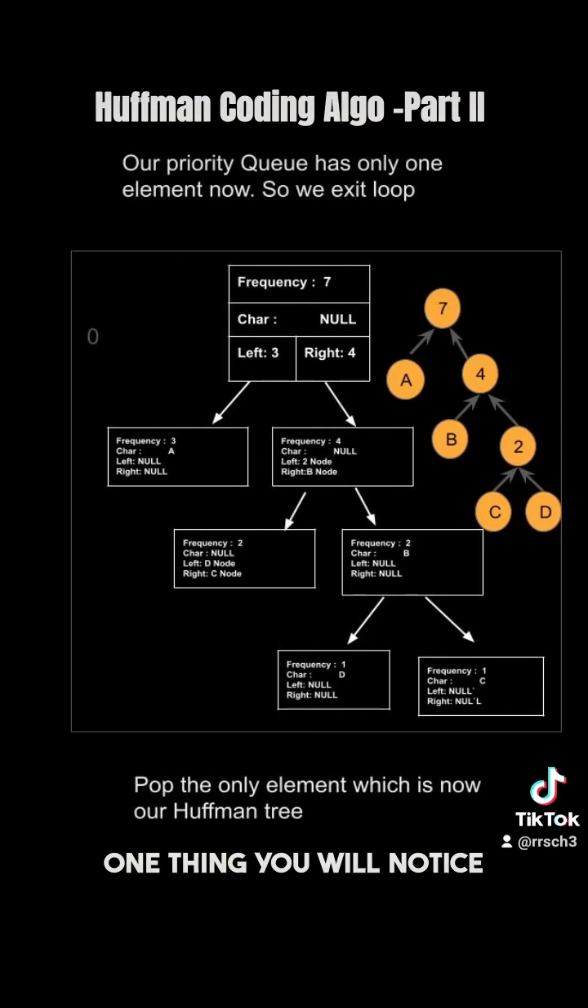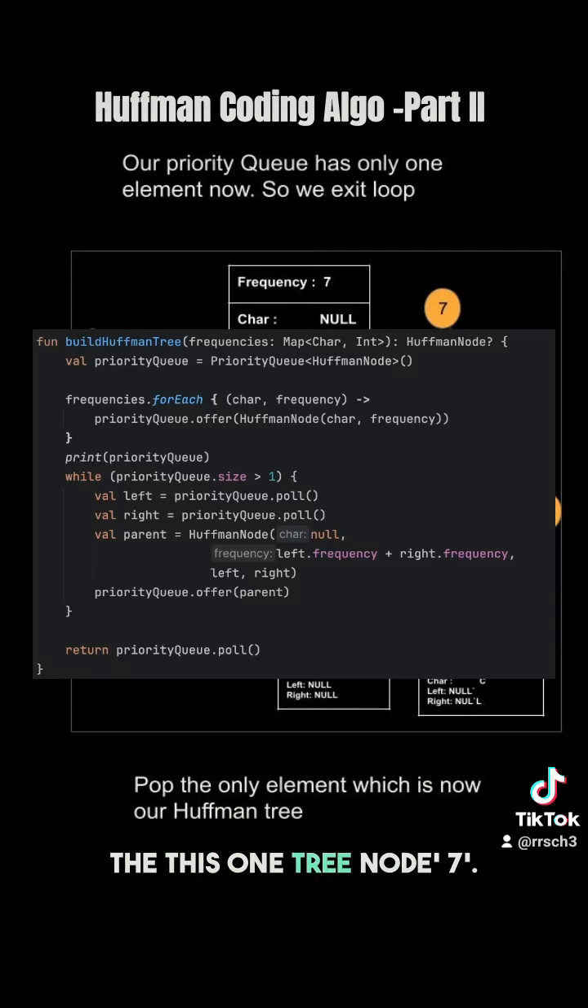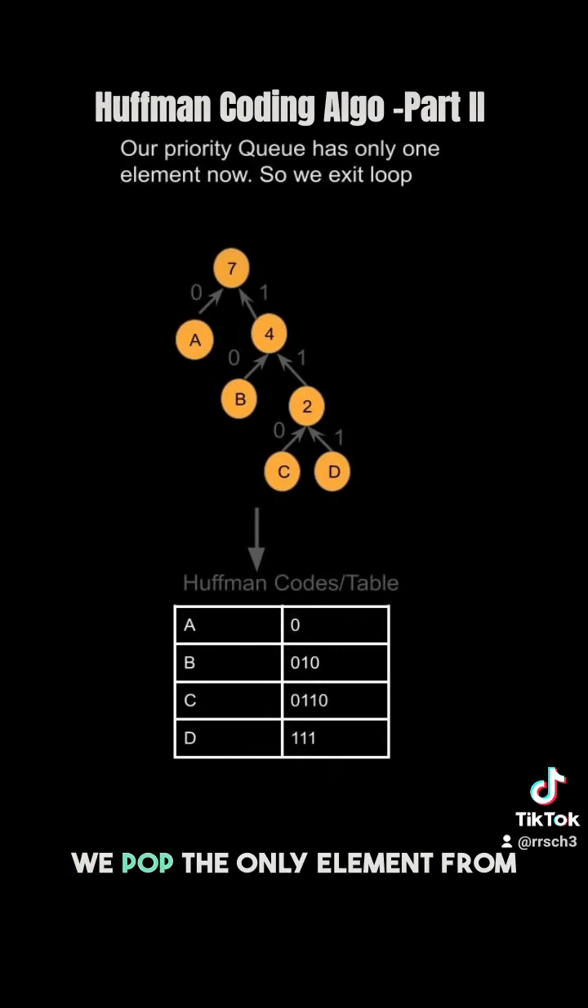One thing you will notice is that our tree is completely formed, since there are no more nodes in the priority queue, except for this one tree node 7. At this point we exit, and what we have is a Huffman tree. We pop the only element from the queue, and now we traverse this tree and assign a 0 to every left element and 1 to every right element.